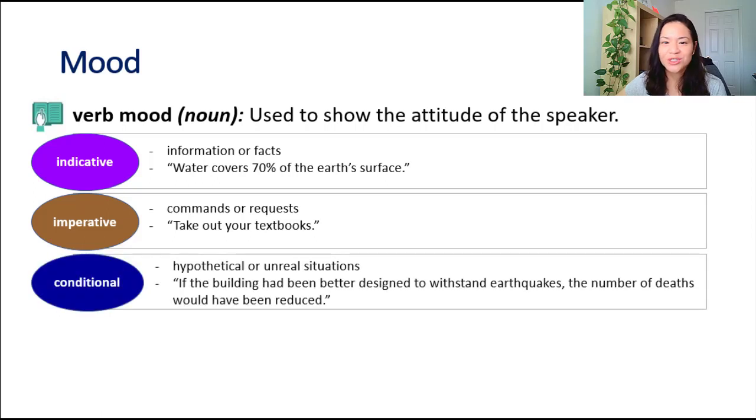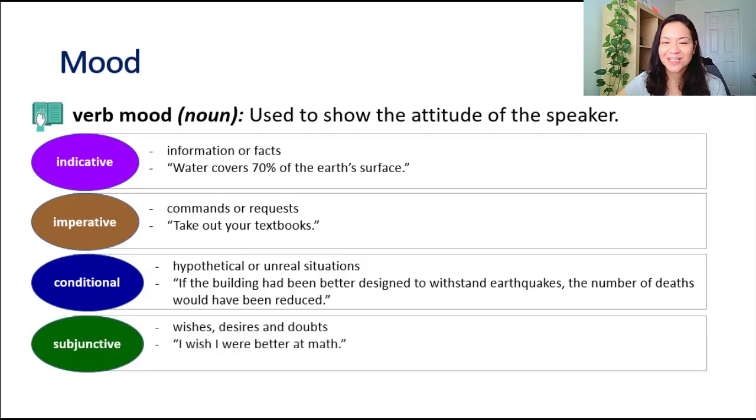The conditional mood is used for expressing hypotheticals or unreal situations, and we use words such as if and would. If the building had been better designed to withstand earthquakes, the number of deaths would have been reduced. And finally, the subjunctive mood expresses wishes, desires, and doubts. I wish I were better at math. However, it's very common nowadays for people to use the third person singular, in this case for informal situations. I wish I was better at math.